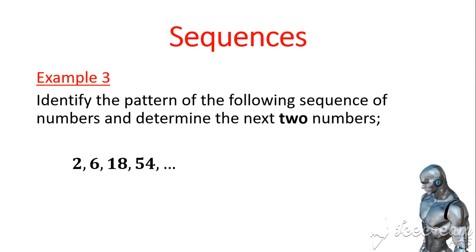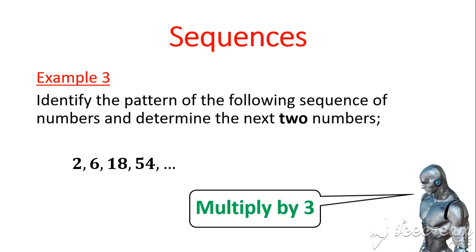Right, let's move on to example 3. Identify the pattern of the following sequence, determine the next two numbers. Right, you figure this one out. 2 times 3 makes 6. 6 times 3 is 18. 18 times 3 is 54. So we're multiplying by 3. Now, because we're multiplying, let's multiply 54 by 3 to get 162. 162 times 3 gives us 486.